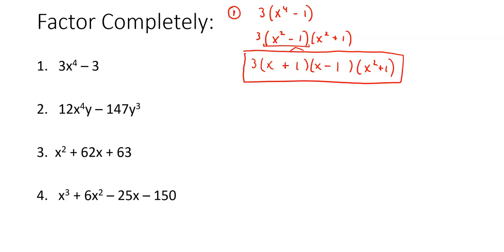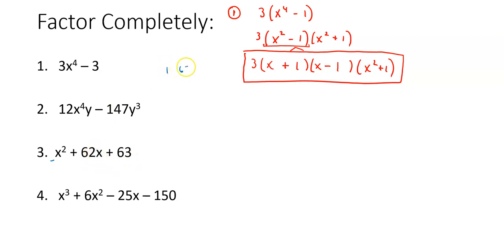All right, look at number 3. Number 3 is x squared plus 62x plus 63. So suppose we start making ourselves a list of factors of 63, right? This should be a relatively easy problem, at least it looks so, because there's a 1 before that x squared. And so I'm just looking for factors of 63 that add up to 62.